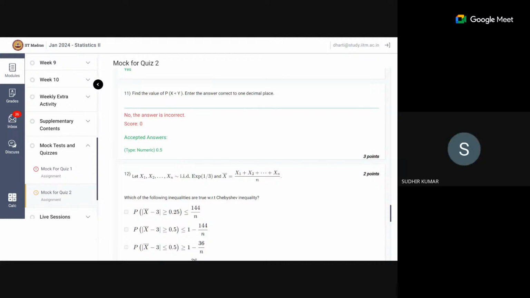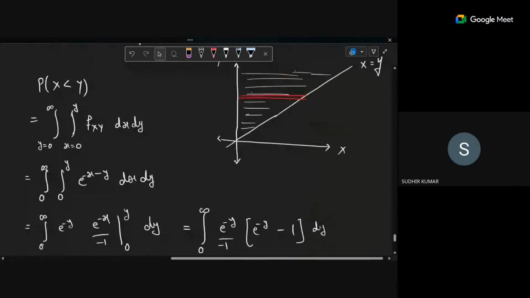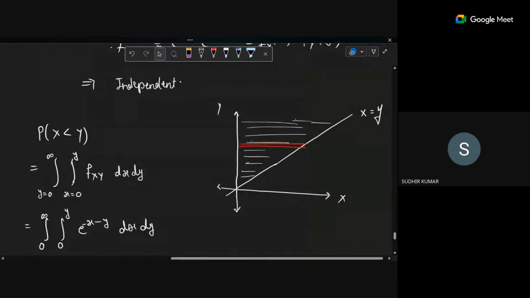Because, ma'am, the area we want, the probability of x less than y, will be the intersection of the graph with e to the power minus x plus y, divided by the whole e to the power minus x minus y. This probability what we are calculating, this area should intersect with e to the power minus x plus y, divided by the area of e to the power minus x plus y.